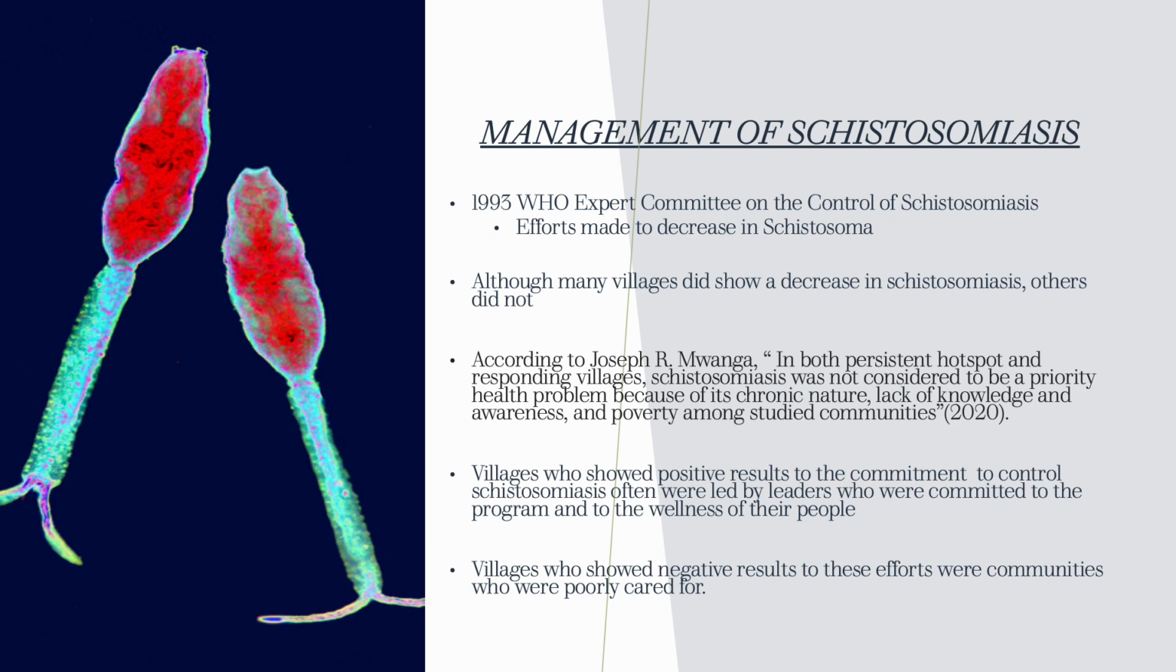According to Joseph Mwenga, who conducted a qualitative study on villages that did not show a decrease of schistosomiasis even after the implementation of MDA programs, in both persistent hotspot and responding villages, schistosomiasis was not considered to be a priority health problem because of its chronic nature, lack of knowledge and awareness, and poverty among study communities. Among these villages who showed little to no improvement were negligent leaderships that failed to properly provide care and education for the community.